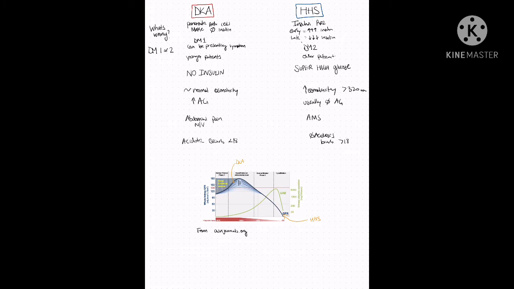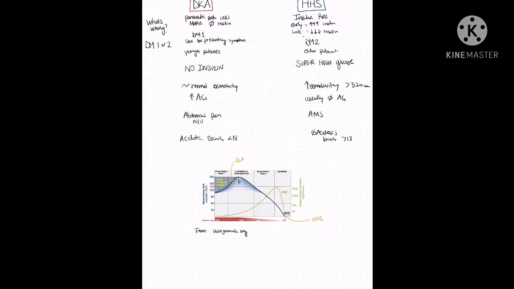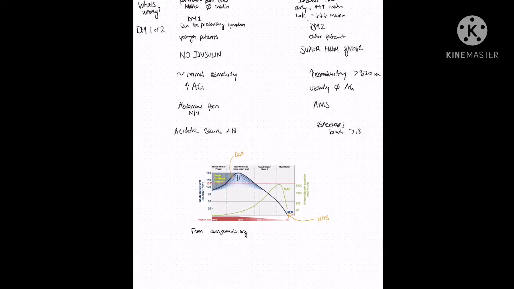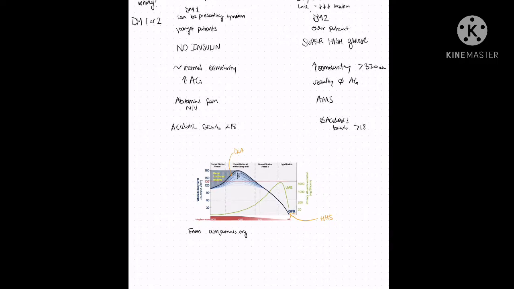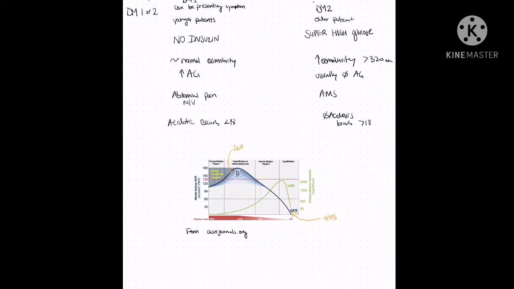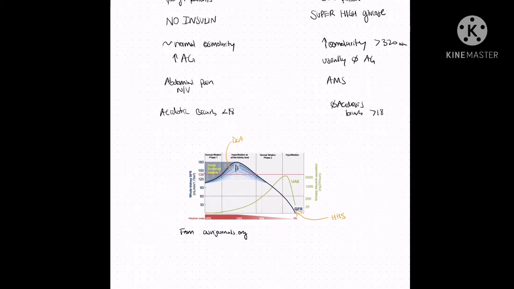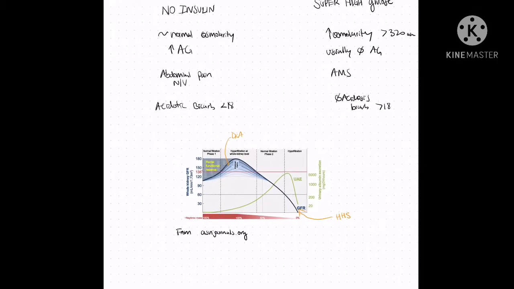One thing I never really understood was why the glucose level in HHS was like in the thousands, and for DKA it was like 250 to 300. So remember when I said the DKA patients are usually younger? So in diabetes, early in the disease, there's a period of hyperfiltration where your GFR actually increases. And because their GFR increases, they're able to get rid of more glucose in their urine.